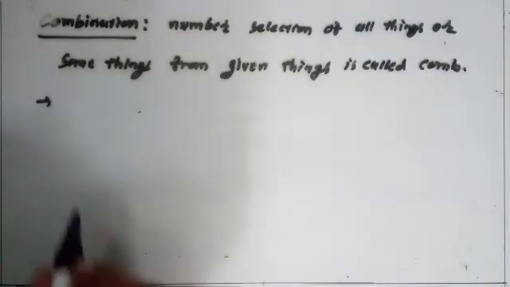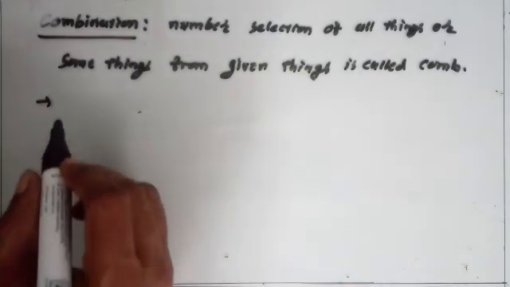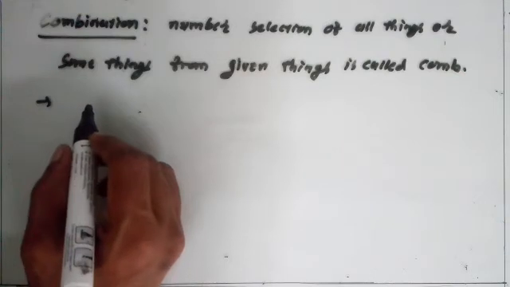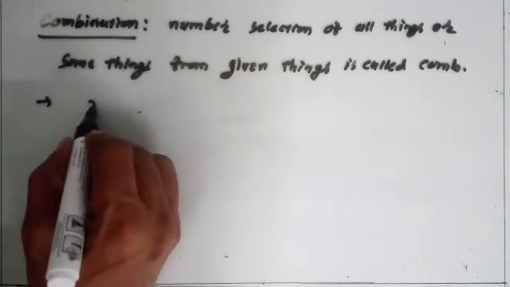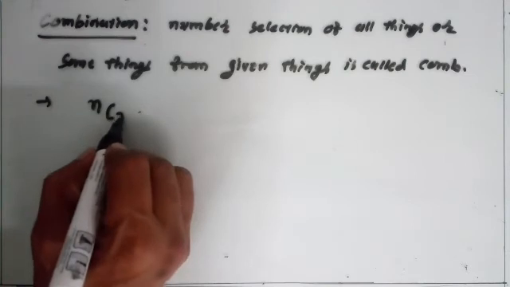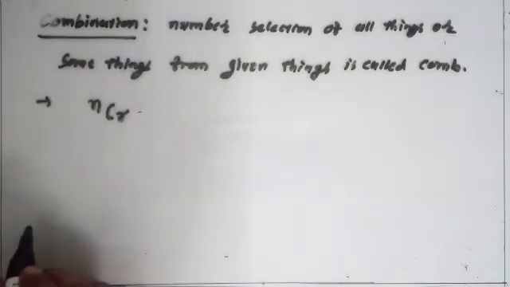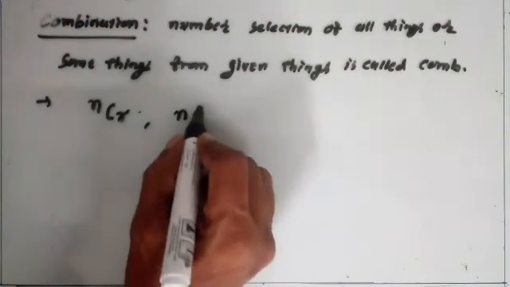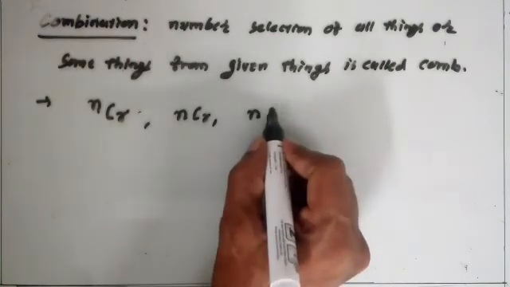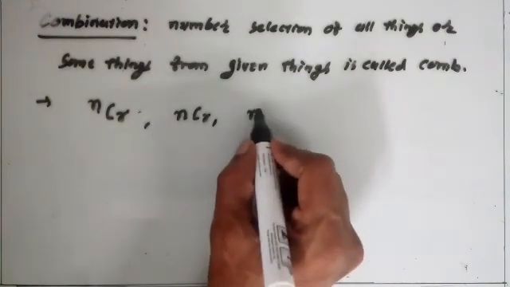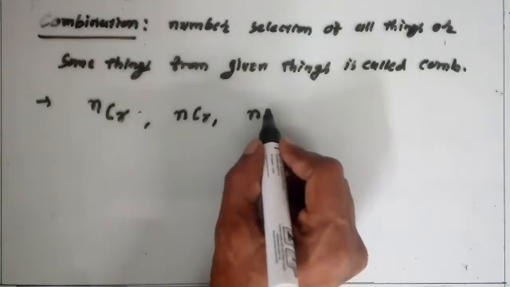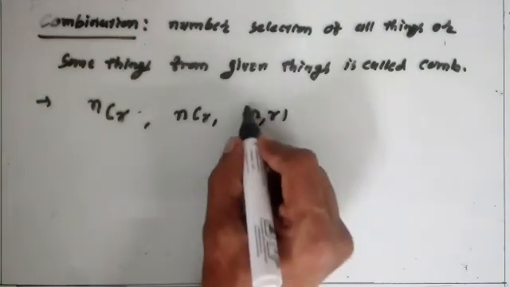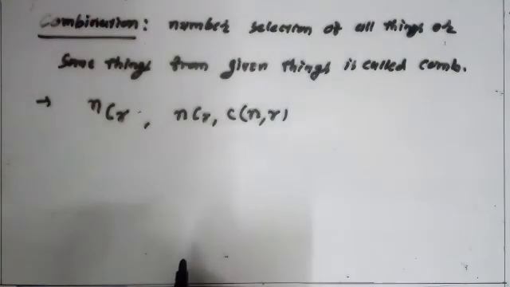Remember this: the number of selections of n things taken r at a time is denoted by nCr. Clear? Sometimes we use nCr, or sometimes this type of symbol given here, combination of n, r.